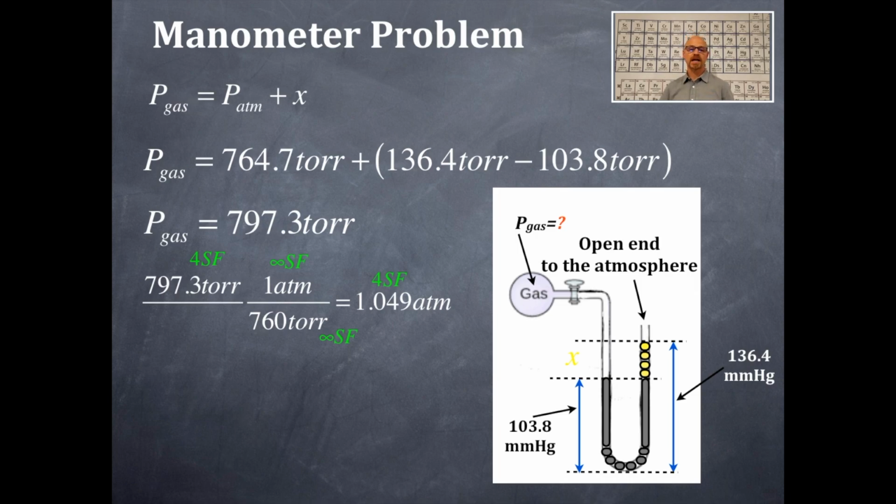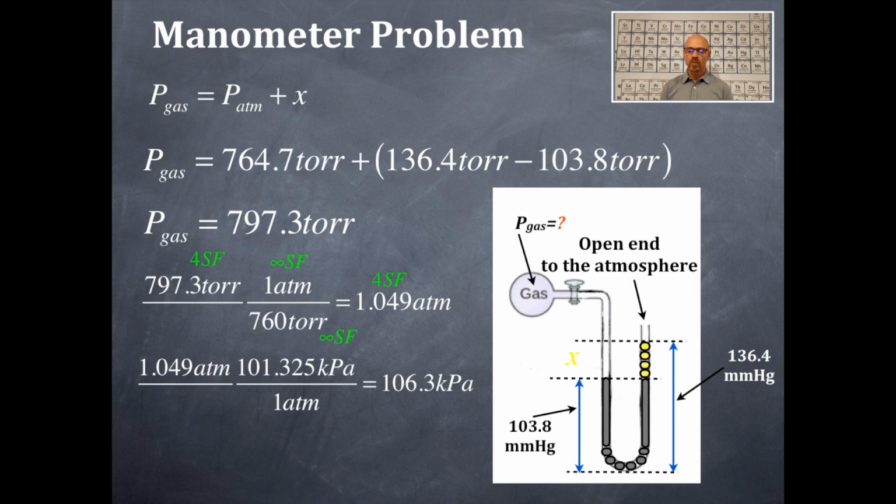Now we're going to convert those atmospheres into kilopascals. So this is the 1.049 atmospheres, converting it to kilopascals. 1 atmosphere, infinite number of significant figures, is equal to 101.325 kilopascals. And again, we get the same number of significant figures that we had in the previous number. That's 4. And so that's why it's 106.3 kilopascals.